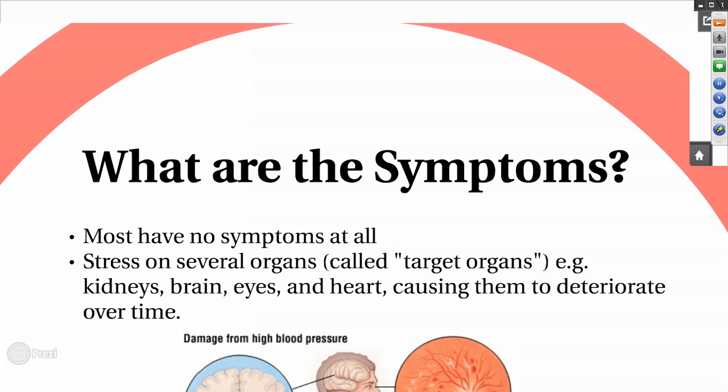What's happening in the meantime? We're putting stress on our organs called target organs, such as our kidneys, brain, eyes, and our heart. Over time, this causes them to deteriorate. I'll let that sink in for 1 second.